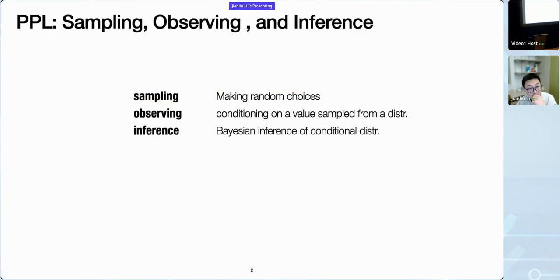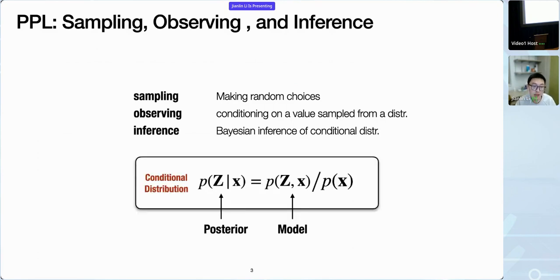So first, what are PPLs, probabilistic programming languages? PPLs are very powerful tools for modeling and solving Bayesian inference problems. And PPL has three essential features, namely sampling, observing, and inference. Sampling corresponds to making random choices, and observing amounts to conditioning on a value being sampled from a distribution. Combining sampling and conditioning means a probabilistic model program defines a conditional distribution.